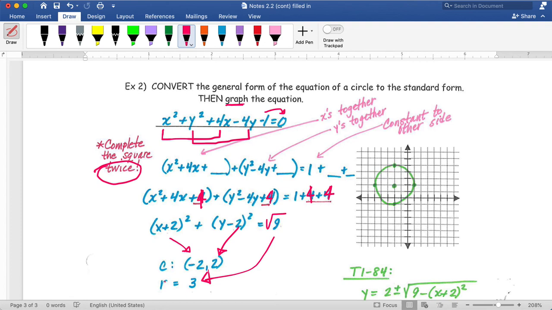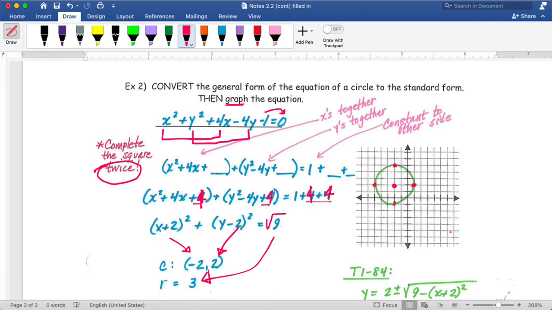Now I can take this information and graph it. So I go to where x is negative 2, y is positive 2, and plot my center. My radius is 3, so I go up 3, down 3, to the right 3, all in terms of where the center is, and then to the left 3. And then I draw my circle as best as I can.